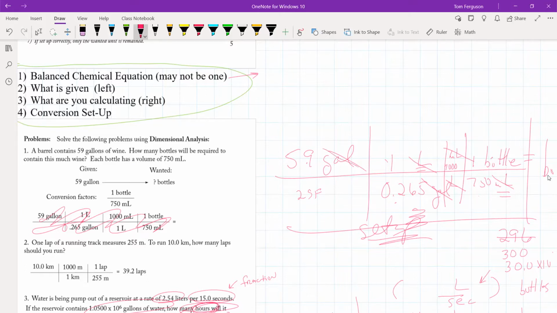Bottom line, everything's got to cancel except for the calculated unit. First out of the chute, we need to make sure we cancel the given unit, in this case, gallons. So let's get it over to liters. That'll get rid of the gallons, gives us liters. But our bottles are in terms of milliliters, so we need to get the liters over to milliliters. Now our milliliters cancel, giving us number of bottles.